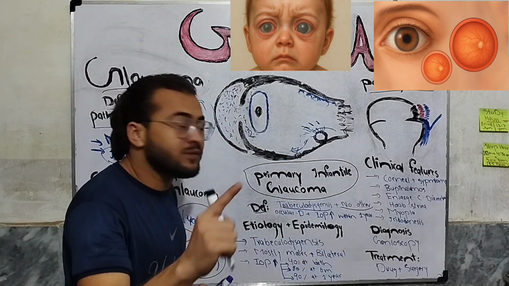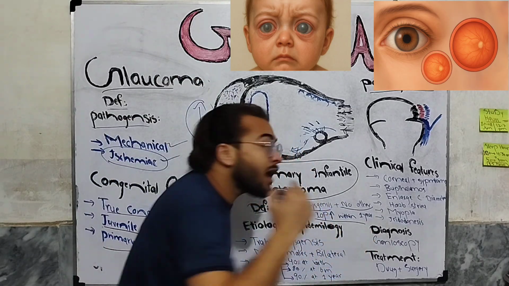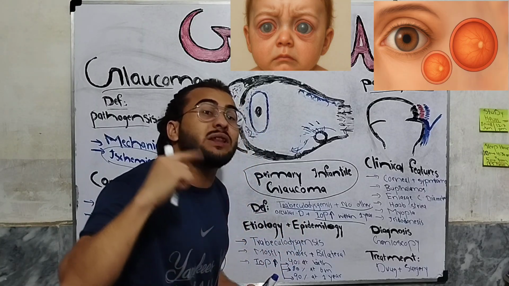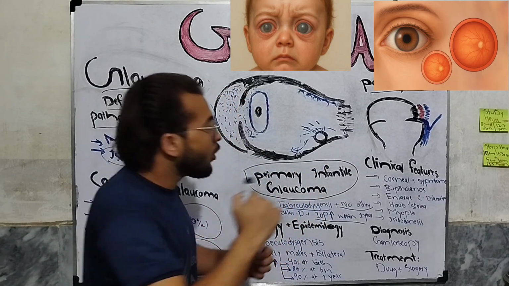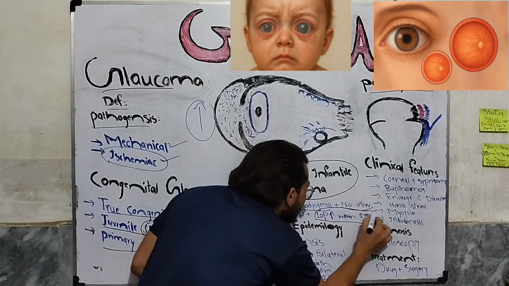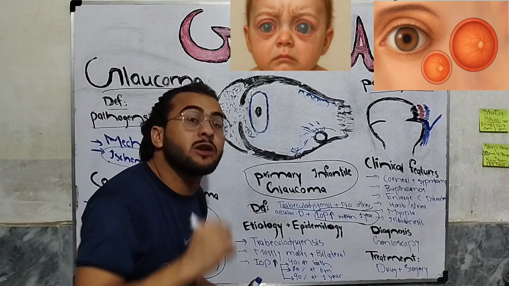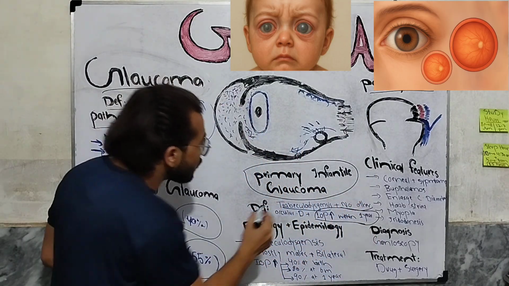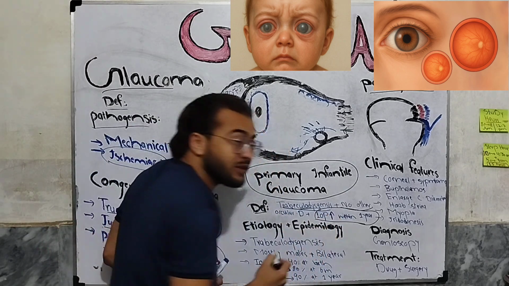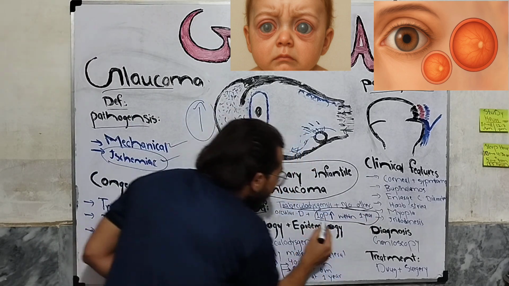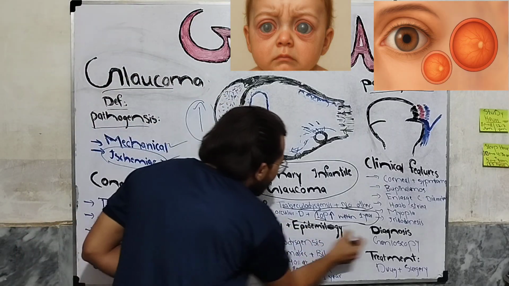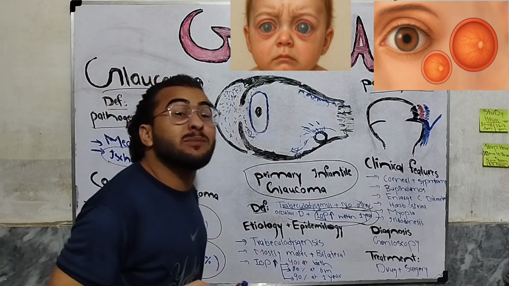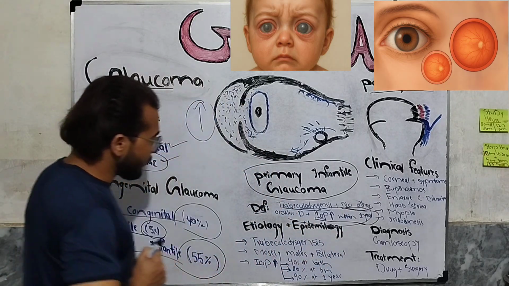And the third rule is that the intraocular pressure should elevate within the first year of birth. Okay, so after birth, within the first year of birth, the intraocular pressure should elevate. So these are the three rules: the trabeculodysgenesis, no other disease, and IOP elevation within the first year. When these rules are followed, it will be called primary infantile glaucoma.